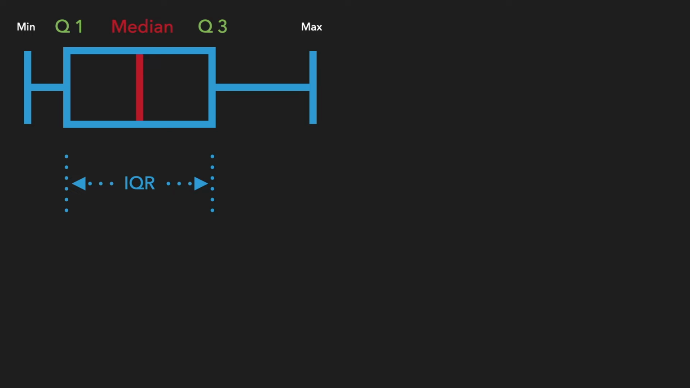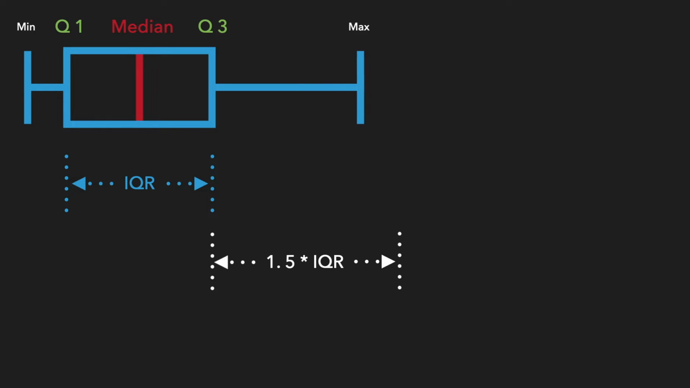But how long can it be? Infinite? The answer is again no. Only 1.5 times the interquartile range. But what if a data point goes beyond this distance? You've guessed it, such a data point becomes an outlier. Similarly, a distance of 1.5 times the interquartile range below the lower quartile contains the minimum data point.